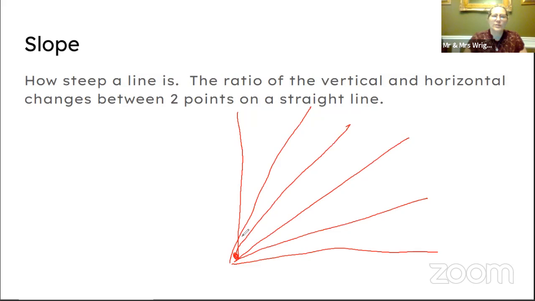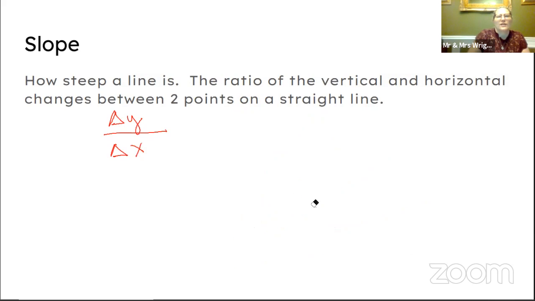But it's the ratio of the vertical change to the horizontal change. So you take the change in y and you divide it by the change in x, right? So if you have a line, and it goes through 2 points.